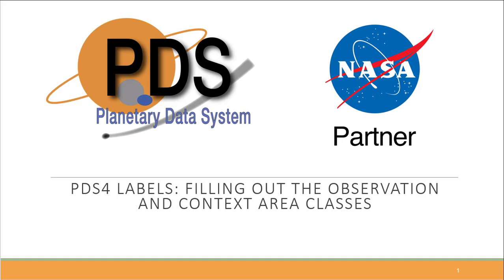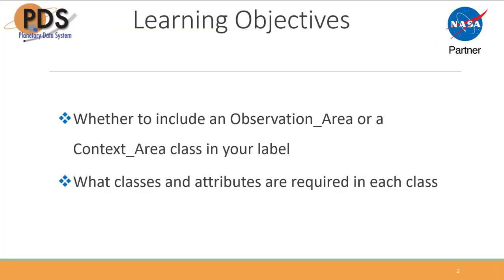This video covers filling out the observation area and the context area in a PDS4 label. In this video, we will cover when to include an observation area in your label, when to include a context area in your label, and what classes and attributes are required in each area. We will be using the Oxygen XML editor to view the label files. Feel free to pause or go back in the video at any time.